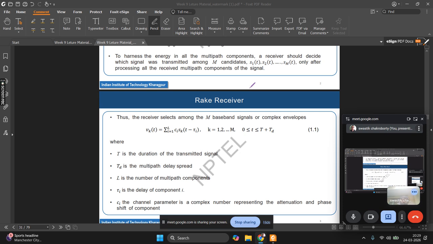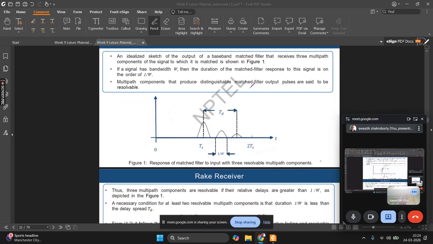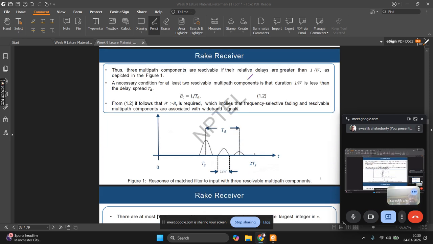So it will try to detect the main signal from the horde of multipath components it has received. Thus, the receiver selects among the M baseband signals of complex envelope. It selects the signal with the best quality, identifies the best signal, and assigns phases with reference to that signal to the other multipath components and adds them constructively. So for this to happen, the multipath components should be resolvable.